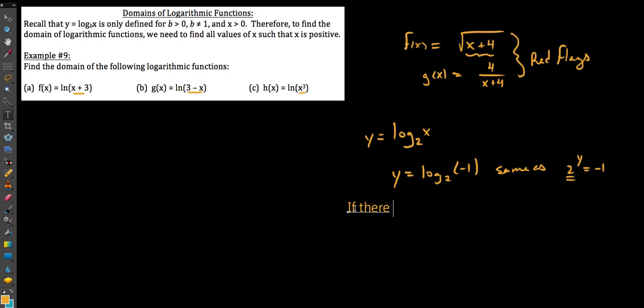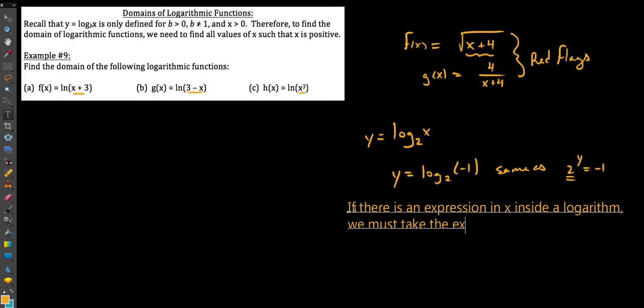So if there is an expression in x inside a logarithm, we must take the expression, set it greater than 0, and solve for x to find the domain.